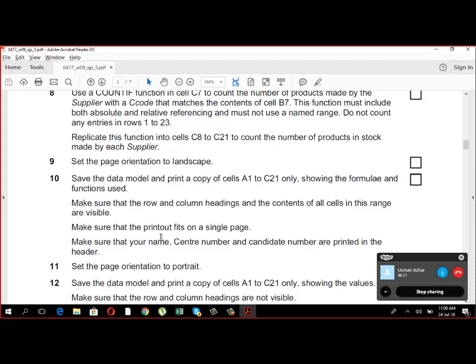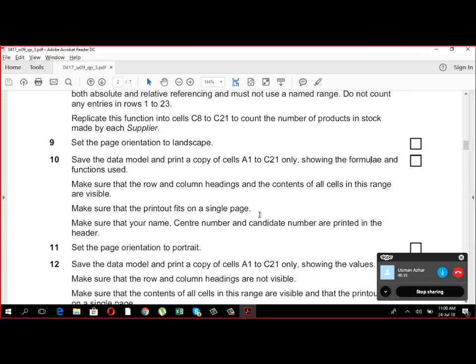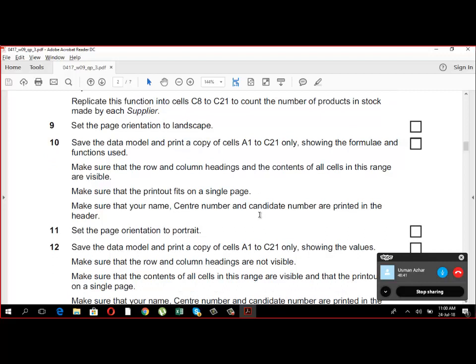Make sure that the printout fits on a single page, not two pages. Make sure that your name and center number are included, the same way I told you. Clear or not? So you've taken a printout and you'll get a printout.